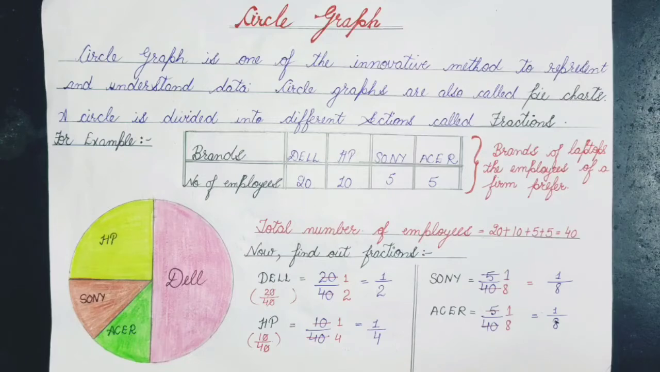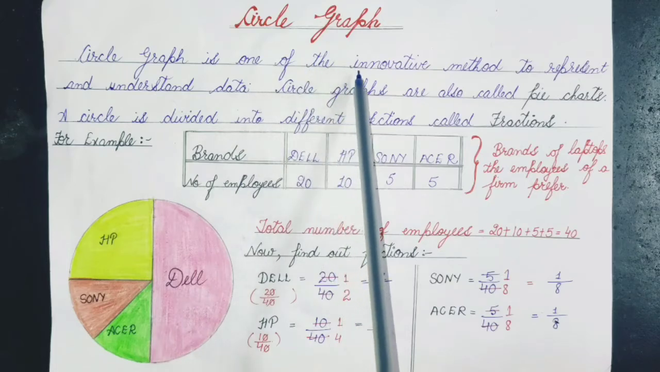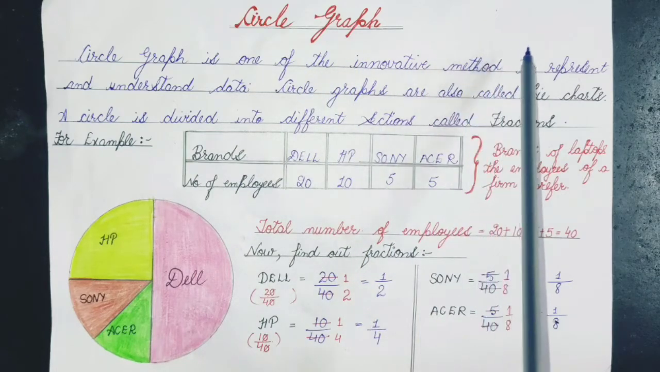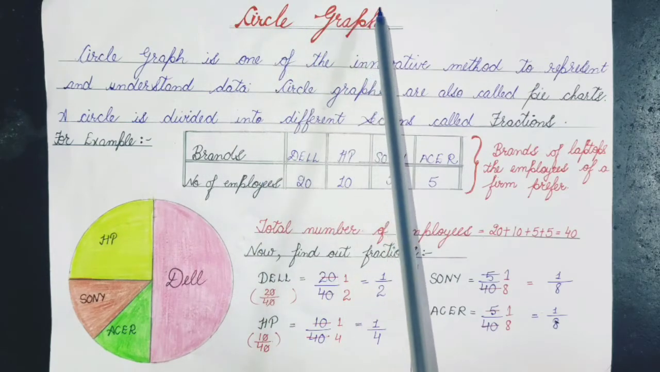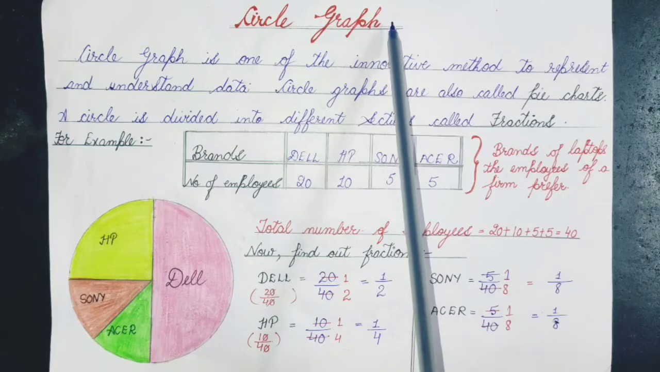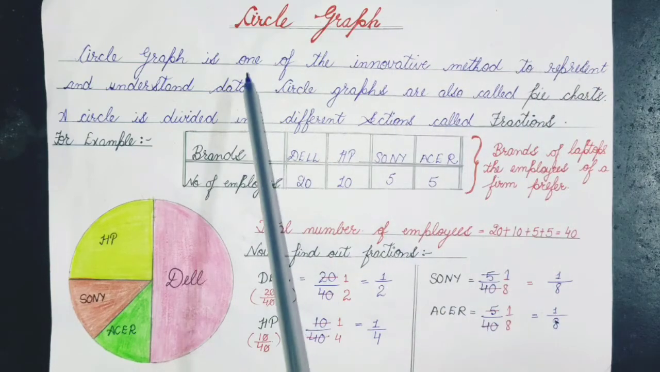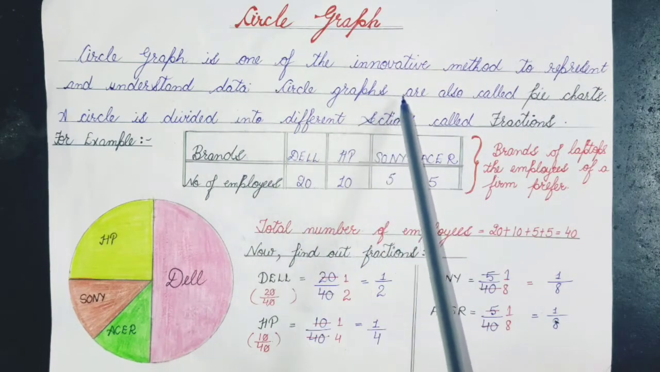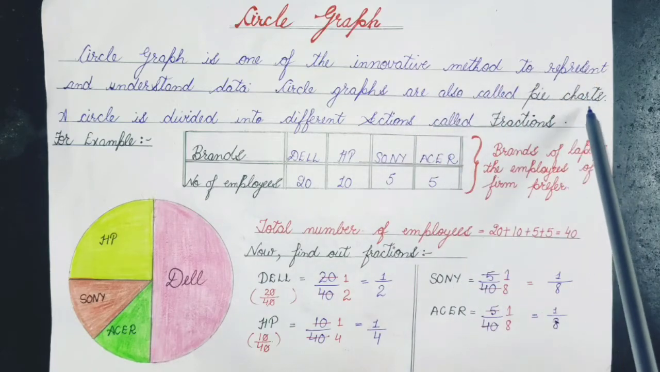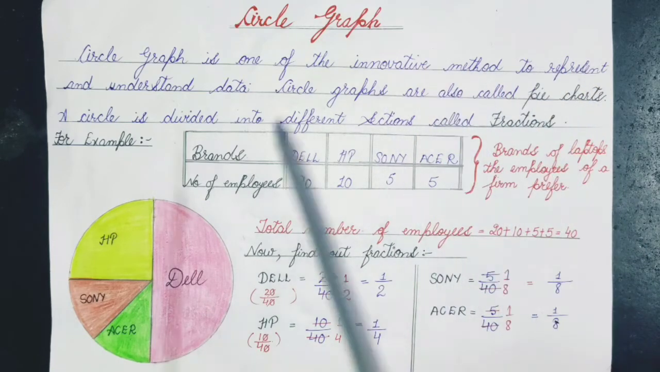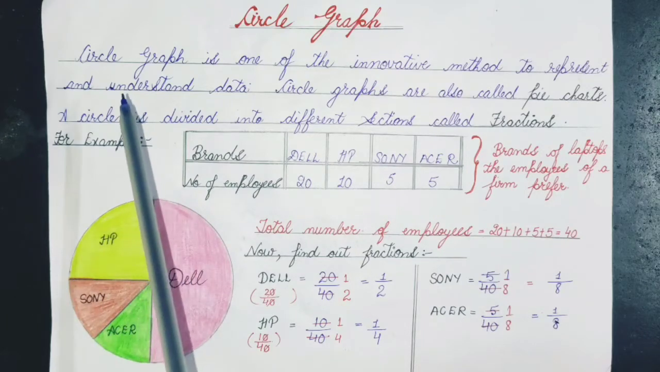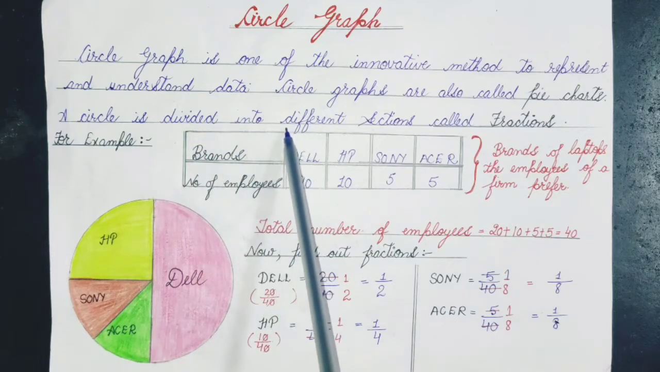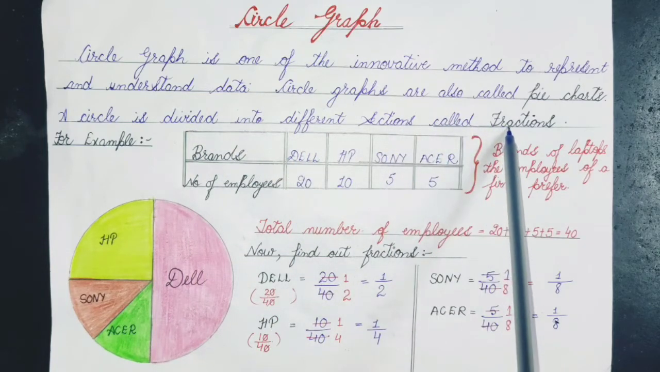Next way of representing the data is called the circle graph. Circle graph is one of the innovative methods to represent and understand the data class. Circle graph is one of the interesting and new methods to represent our data, right? Circle graphs are also known as pie charts. Learn this thing everyone. We used to call it as pie chart also. Clear? A circle is divided into different sections called fractions.